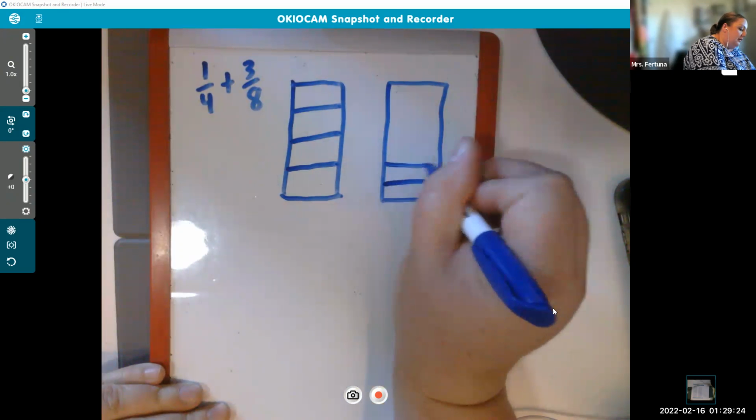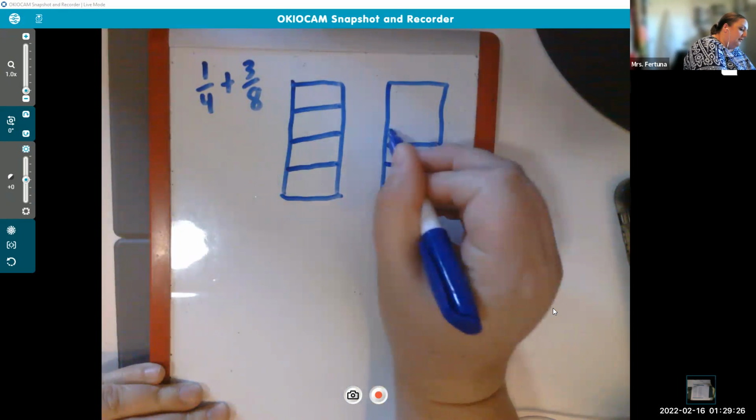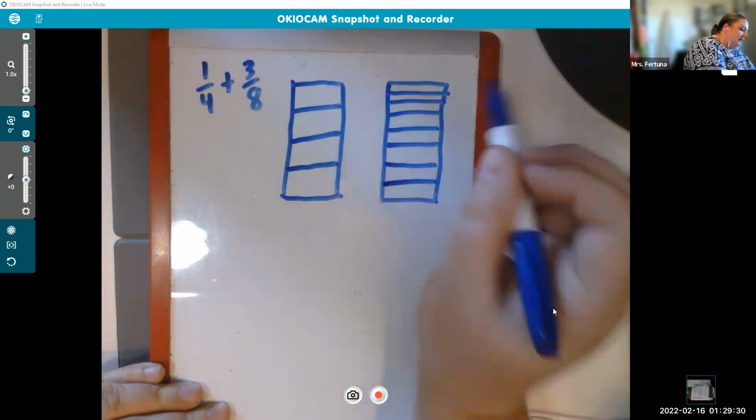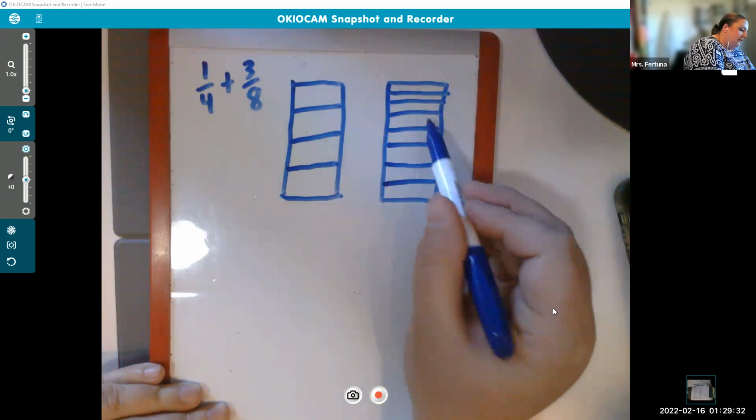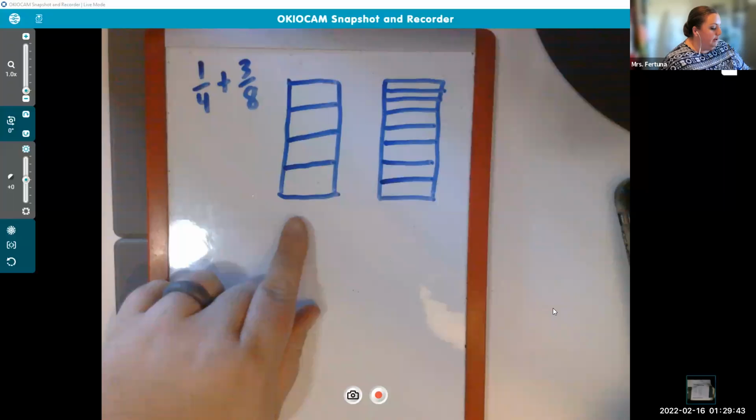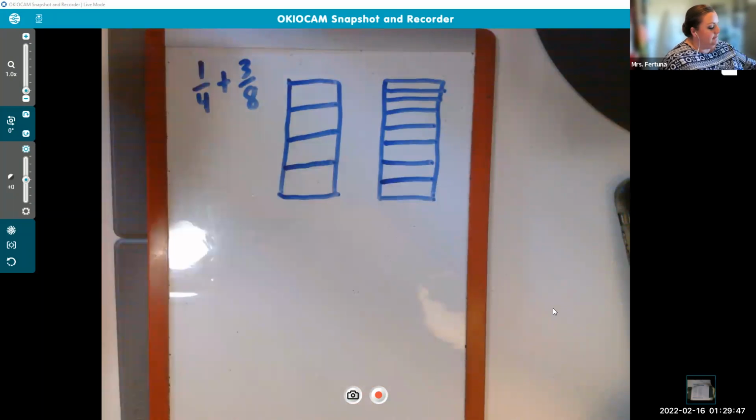1, 2, 3, 4, 5, 6, 7. 1, 2, 3, 4, 5, 6, 7, 8. Not quite even because I'm using my own handwriting, but you get the idea. They should be even. Okay, so now we have a chocolate bar that's broken up into 4 pieces, and now we have a chocolate bar that's broken up into 8 pieces.